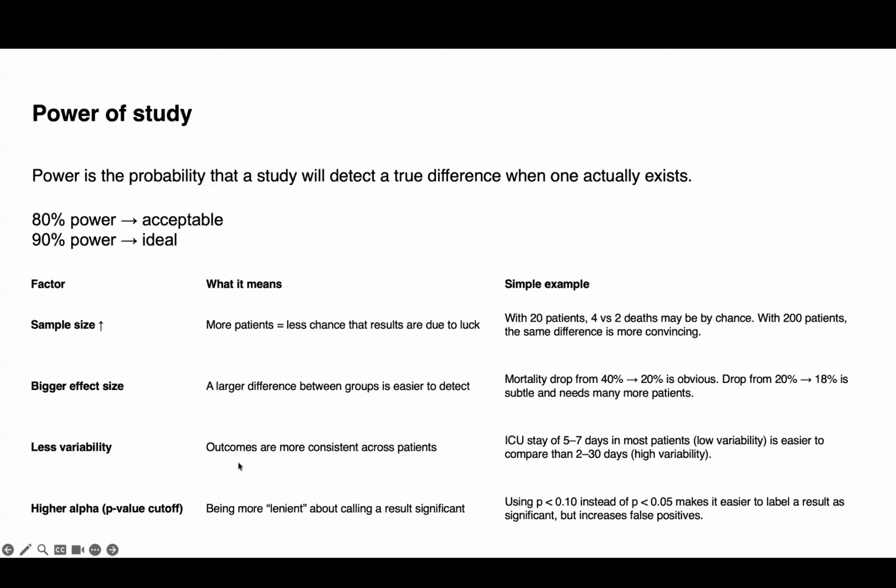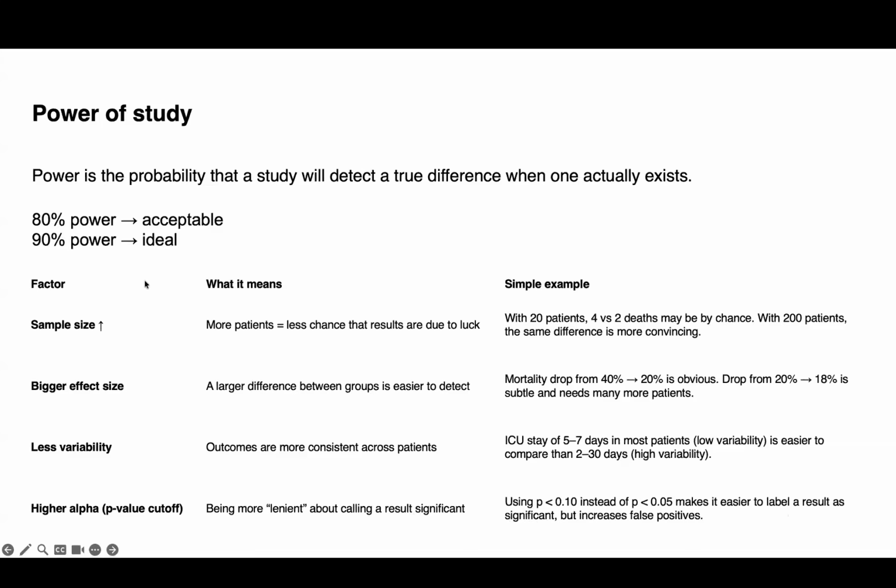Less variability. Outcomes are more consistent across patients. So ICU stay of 5 to 7 days in most patients is low variability. It is much easier to compare than 2 to 30 days, which shows a high variability. Then a higher alpha, that is a p-value cutoff. That is being more lenient about calling a result significant. So using a p-value of less than 0.1 instead of 0.05 makes it easier to label a result as significant, but the problem is it can lead to increased false positives. So these are the four areas that you need to look into when you look into the power of the study.